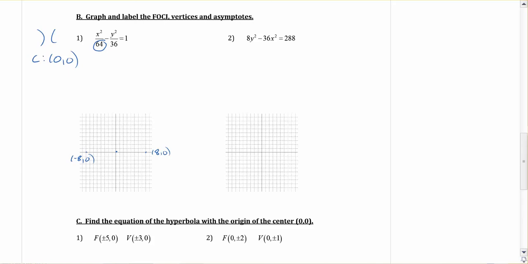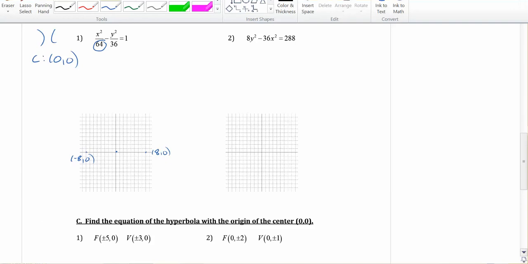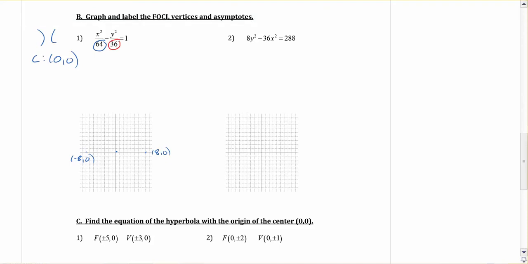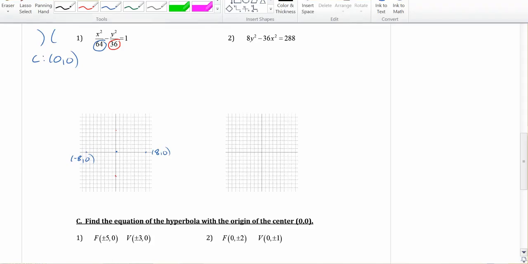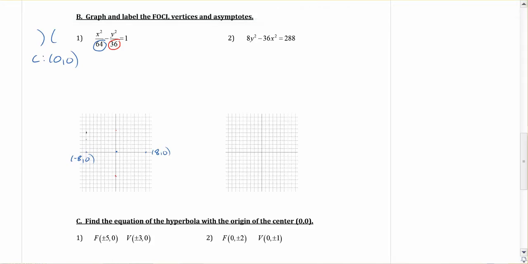Now, in the y direction, my number is over 36, so I say, okay, you need to go 6 in each direction away from the center. 6, 1, 2, 3, 4, 5, 6. And I need to make a rectangle from there to be able to draw my hyperbola. So I'm putting a little rectangle here. And what the rectangle does is it allows you to have a really good picture of your asymptotes. All right, so there's my rectangle. I'm going to draw on my asymptotes from corner to corner through the center.